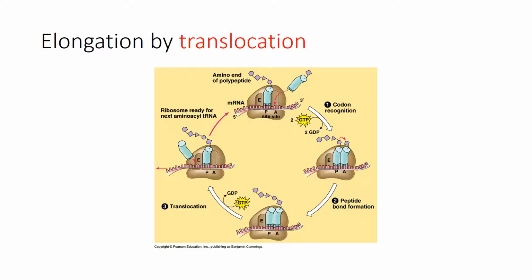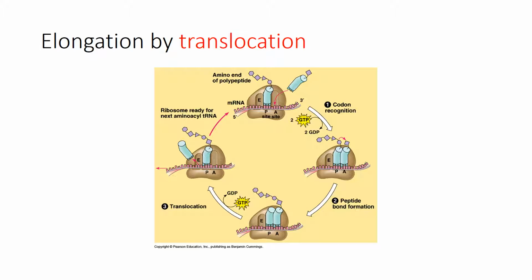Once it does that, then we're going to go to number 2, and we're going to form a peptide bond. That's just a covalent bond between 2 amino acids, and the ribosome moves down 1 codon. Now you can see the P site, the production site, is now empty. There's no polypeptide chain on there.